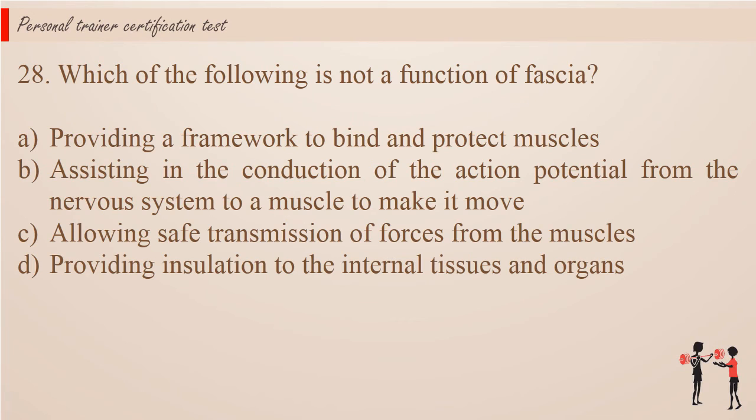Question 28. Which of the following is not a function of fascia? A. Providing a framework to bind and protect muscles. B. Assisting in the conduction of the action potential from the nervous system to a muscle to make it move. C. Allowing safe transmission of forces from the muscles. D. Providing insulation to the internal tissues and organs.